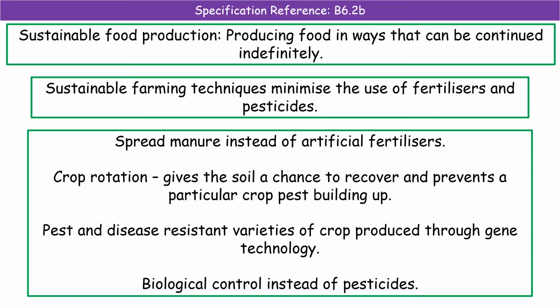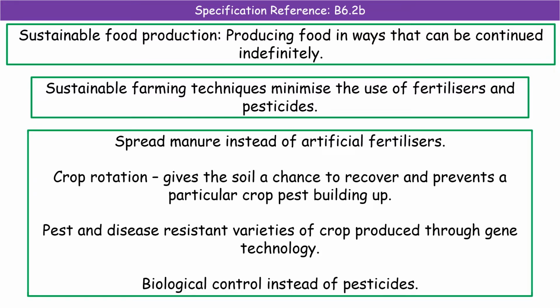If we talk about sustainable food production, this is producing food in ways that we can continue indefinitely. There are certain ways that we produce food that actually aren't going to work in the long term. Sustainable food production will allow this to continue, as far as we know, indefinitely. Now, these techniques are going to minimise the use of these fertilisers and pesticides. So what we're doing there is, instead of using chemical fertilisers, you spread manure, something that's natural.